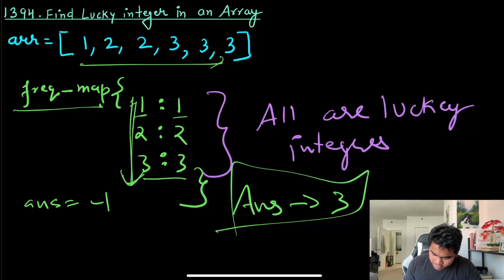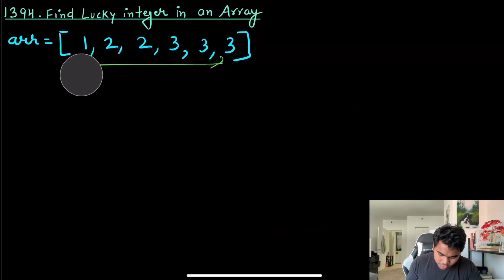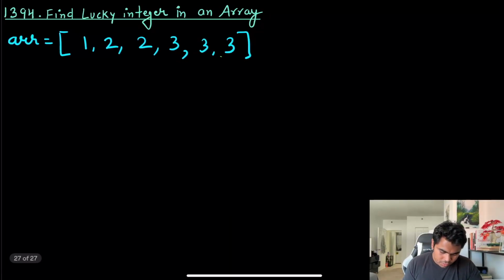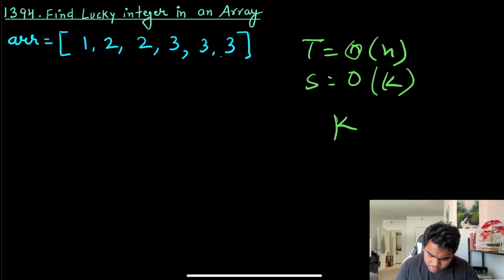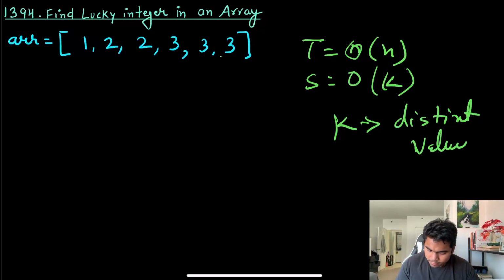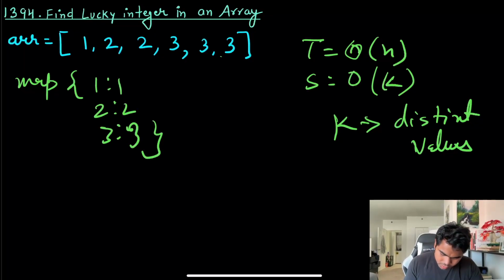Honestly, I can write pseudocode here, but let's just write the actual code. It's a really simple solution. This will be of time complexity big O of n, and space complexity is going to be the same, but I will say k, where k is the number of distinct values. So this map we just created, these are the distinct values. Here it's 3, where n and k could be equal, right?